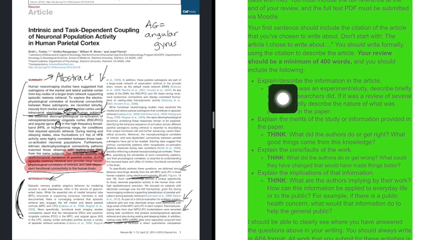So the first thing I want you to do is to explain or describe the actual article, the study, the information that you found. If it was an experiment, what did they do? Very briefly, in maybe 2 sentences, 3 sentences tops. What did they do? What did they find, right?